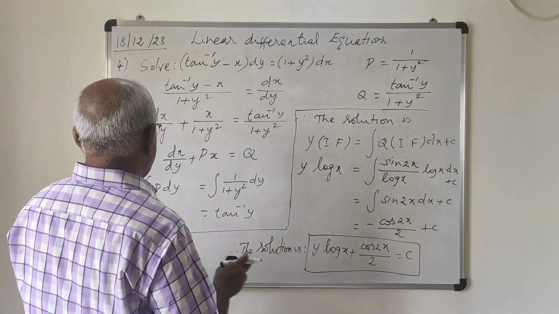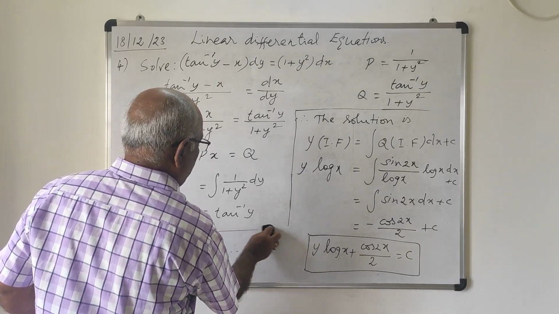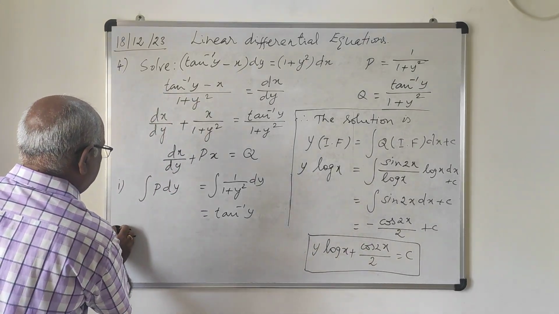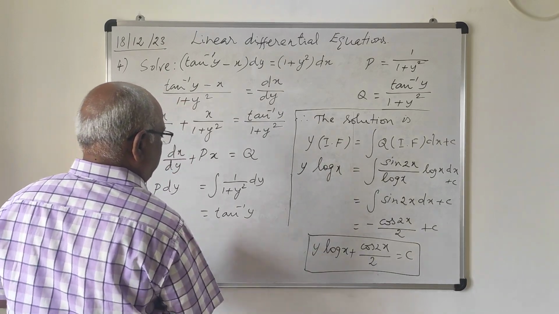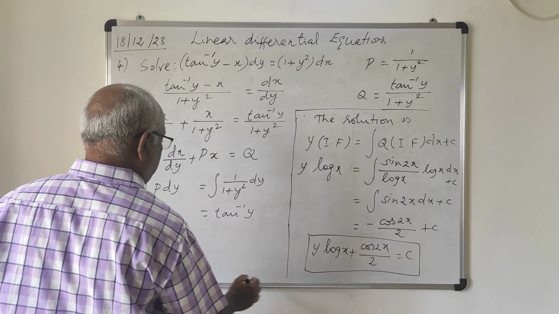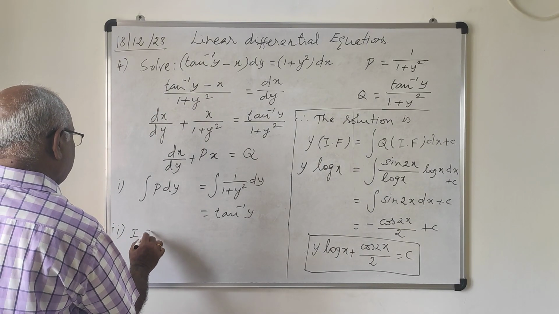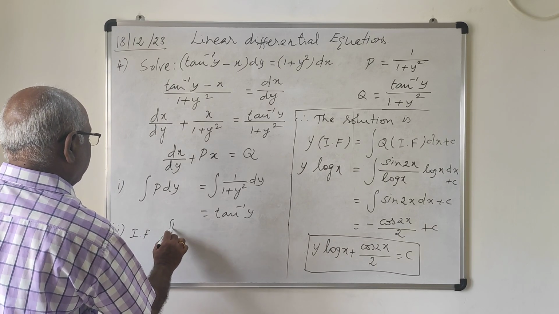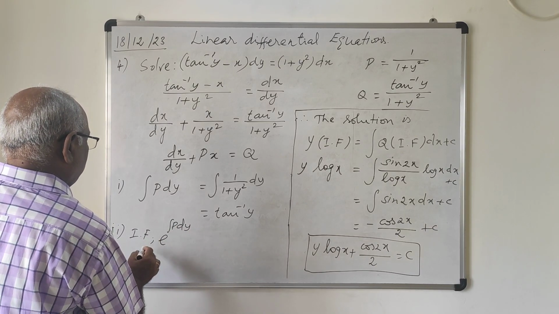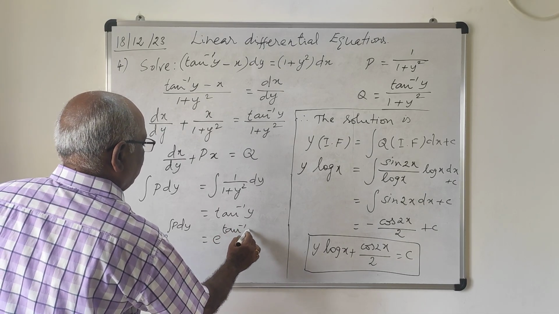Okay, that is integral p dy. Now the integrating factor, second step. The integrating factor is e power integral p dy, that is equal to e power tan inverse y.